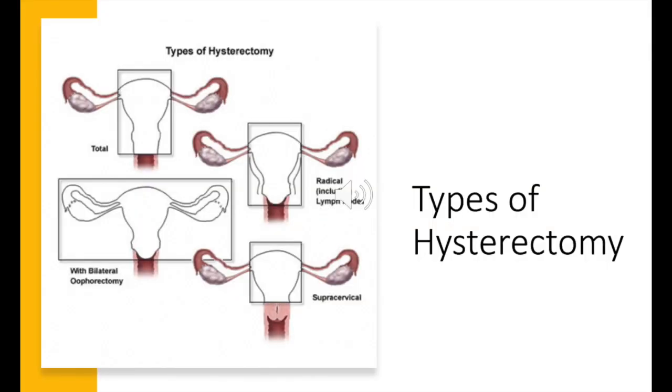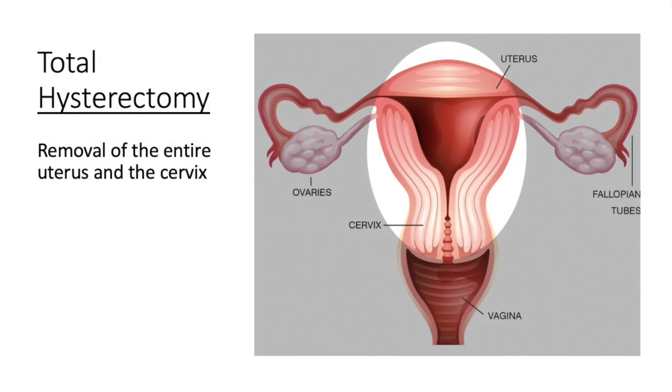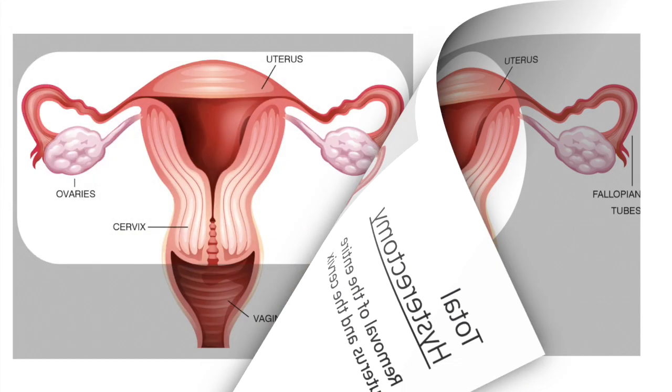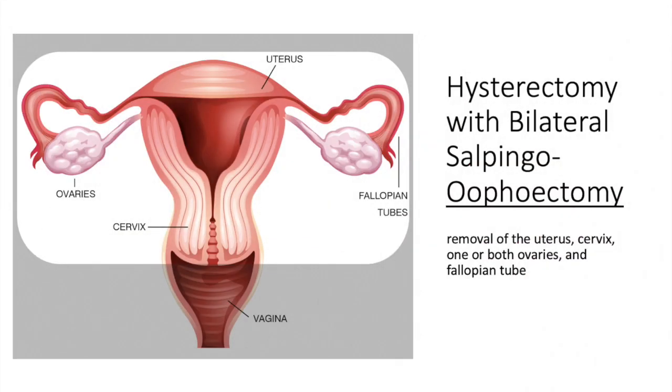There are four different types of hysterectomy that a gynecologist would advise, depending on the health condition of the patient. One of these types is total hysterectomy, which entails the removal of the entire uterus and the cervix. A second type is bilateral salpingo-oophorectomy, which is the removal of the uterus, cervix, one or both ovaries, and fallopian tube. This procedure is usually performed when cancer appears in the female reproductive system in an effort to remove the cancer and/or prevent cancer from spreading.